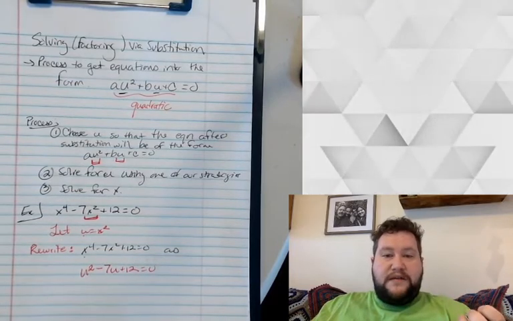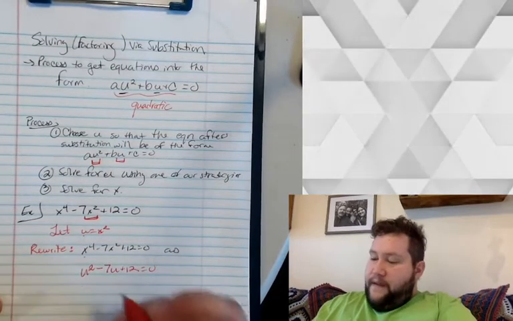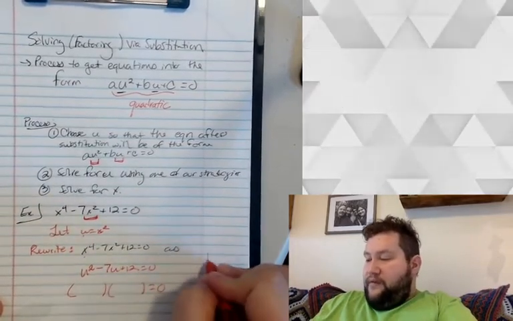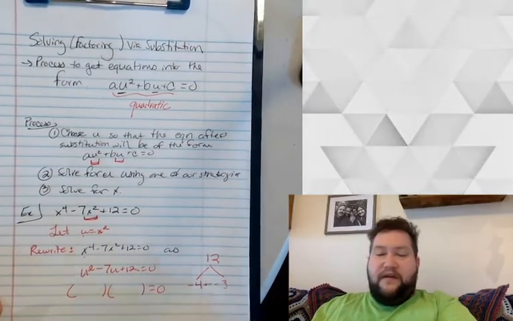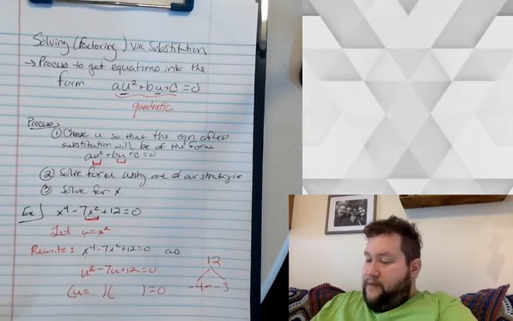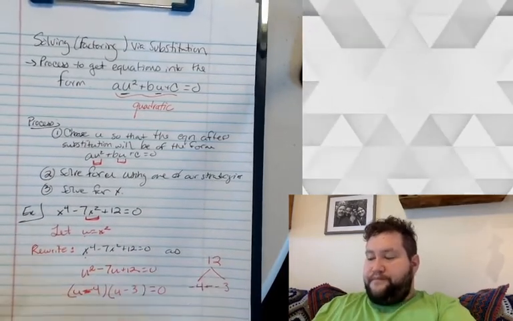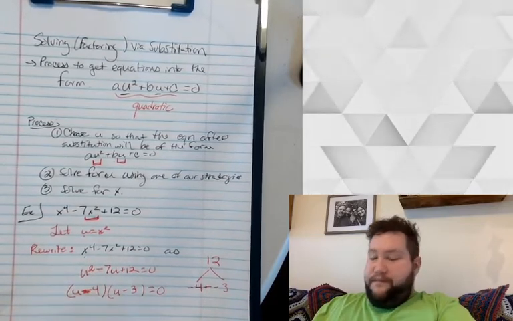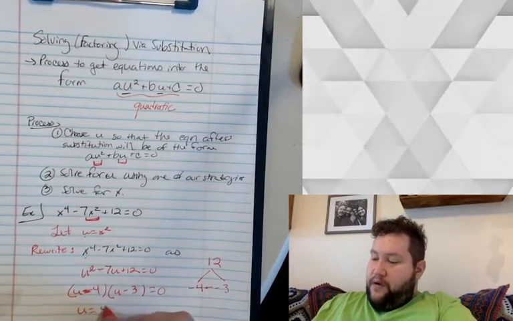Well, now that's just our standard quadratic with a leading coefficient of 1. And so now we can factor. We need factors of 12 that when multiplied together give us 12, but when added together give us negative 7. So here we have (u minus 4)(u minus 3), because minus 3 minus 4 is negative 7, but multiplies to 12. So zero product principle tells us that u equals 4 or u equals 3.